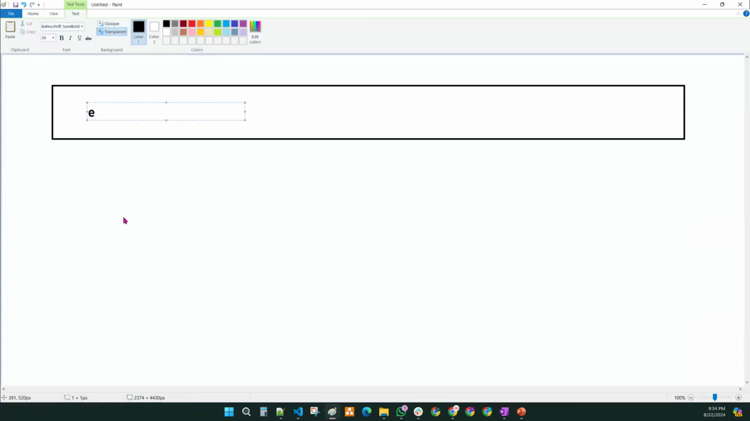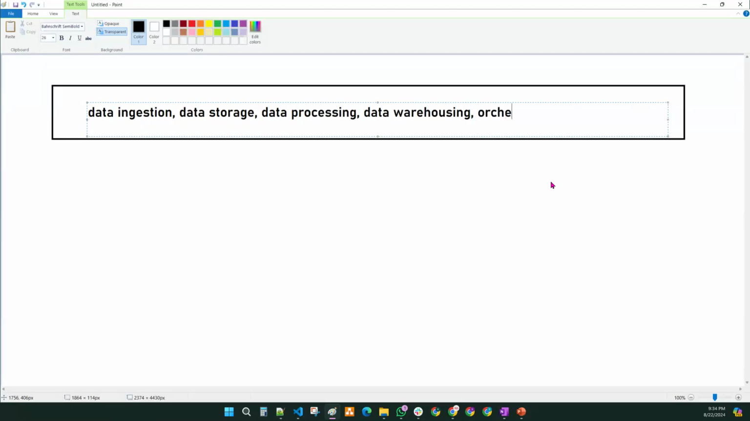You may extract the data. Maybe data ingestion. You will be working on data ingestion. You will be working on data storage. You will also be working on data processing, data warehousing. You will also be working on orchestration. You will also be working on monitoring. So many other things also.